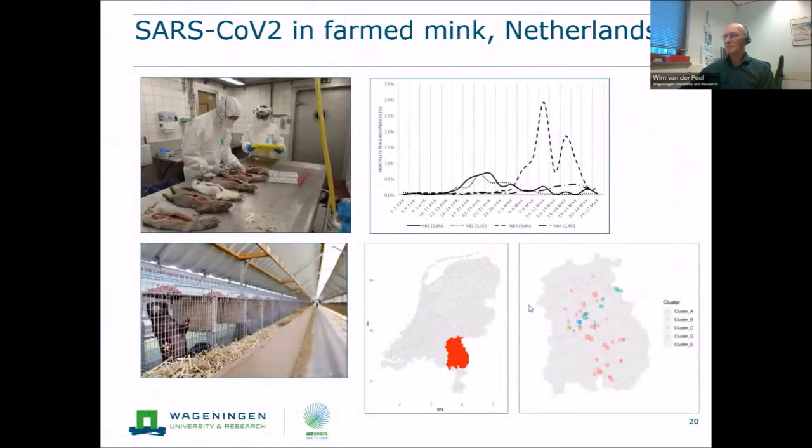In the Netherlands, we had an outbreak of SARS coronavirus 2 in mink farms, and this is a slide showing what happened. In the south of the Netherlands, there's an area where there were a lot of mink farms, and in that area, more than 60 mink farms were infected with SARS coronavirus 2. Fatality in those farms was not very high, but there was a rapid spread of virus, and this virus appeared to be also infectious for people.